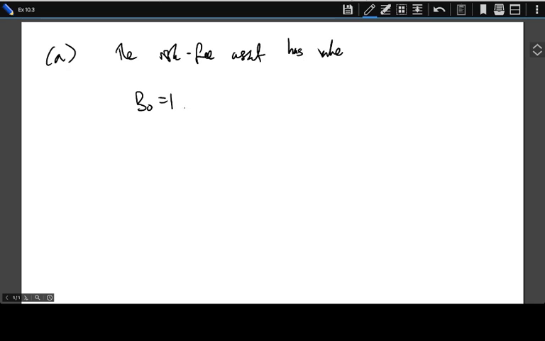This exercise is a lot of calculation, but it's a nice example of how we can actually get a concrete feeling for these theoretical concepts that we've been learning. So the risk-free asset in this situation has value 1 at time 0, no surprise, at time 1, 41 over 40, and at time 2, 41 over 40 squared.